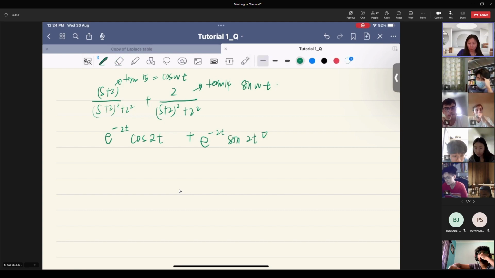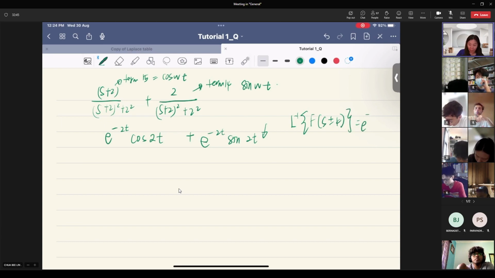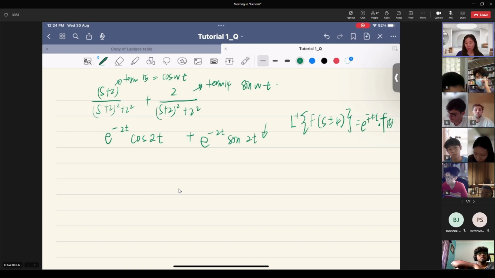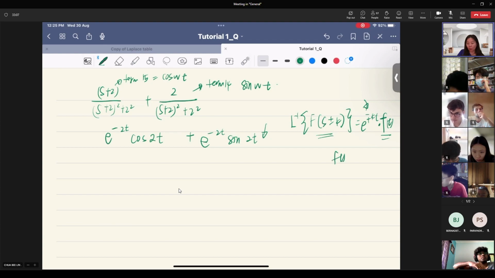So why do you have this? It is because of the theorem of the Laplace of f. If let's say inside you have something plus or minus K, then the answer will give you e to the minus or plus KT multiplied with f(t). So this is the revision. I can't remember which theorem is this. When you have a function of s plus or minus a number, then the whole thing, when you inverse Laplace, you will get the exponential term multiplied with f(t). So how to get this f(t)? Your f(t) is actually the inverse Laplace of F(s).